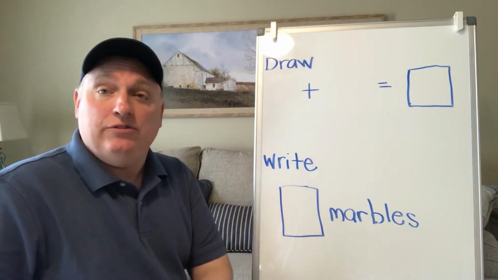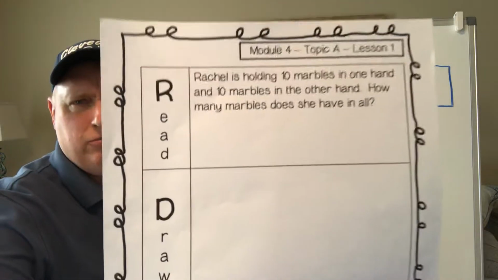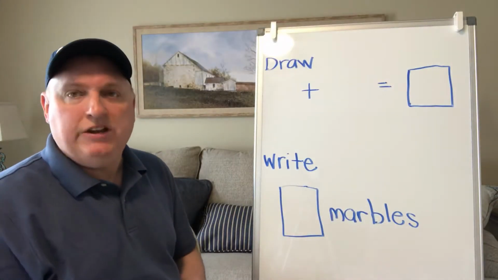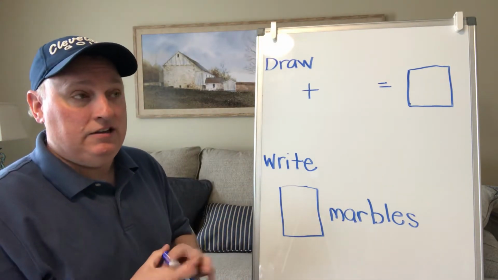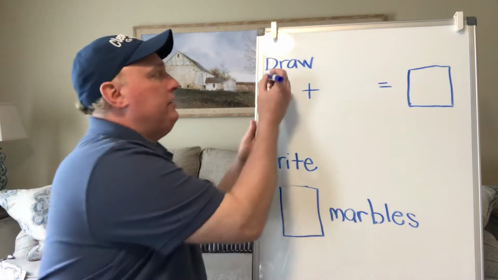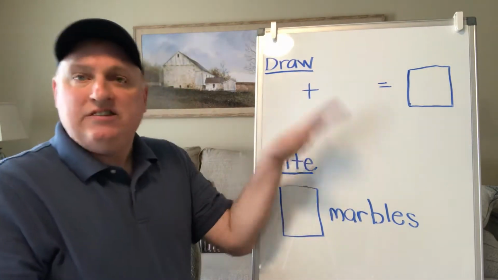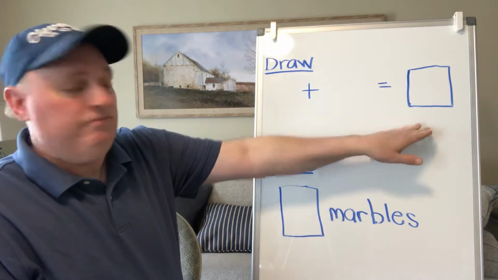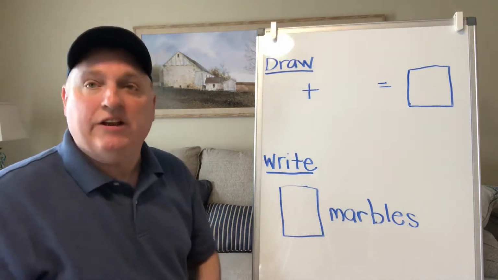I'd like to review yesterday's word problem first, which is this one right here that we went over yesterday. And we're going to practice the read, draw, write. So I'm going to start out by reading the word problem to you. Then we're going to draw a picture of it and then we're going to write out the answer. So there's the draw, there's the write. And this is how I had you set it up yesterday. Making an addition number sentence, and then an answer statement telling me how many marbles that Rachel has.